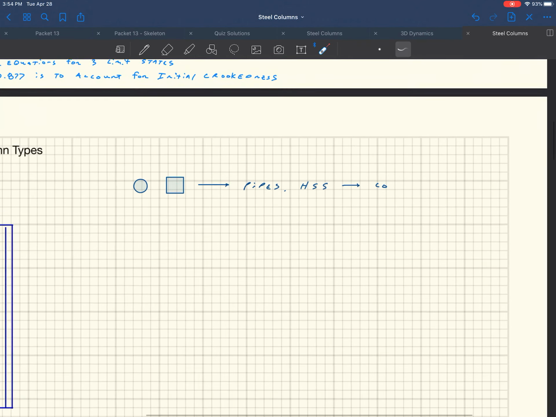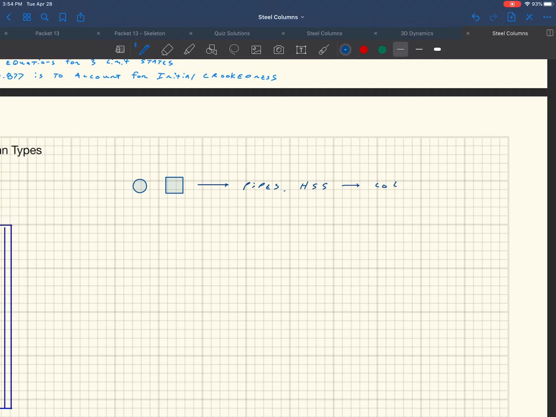The reason I want to talk about it right now is that these are very common. You find HSS and pipes used specifically for columns. You see those things all the time. These guys you would not see as columns: angles, double angles. I could draw a better double angle than that.